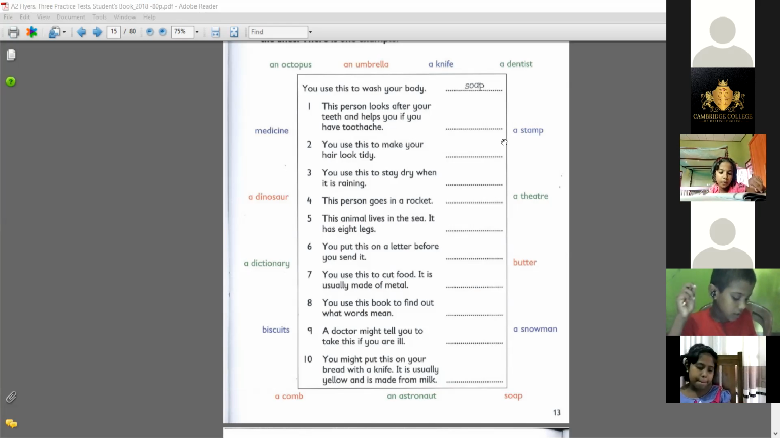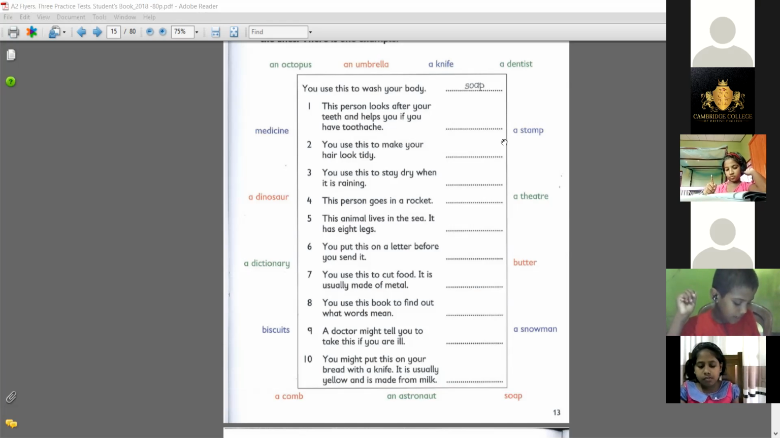The fourth question. Read, you want to read the question also. You use this to stay dry when it is raining. An umbrella. This person goes in a rocket. An astronaut. The fifth one. This animal lives in the sea. It has 8 legs. An octopus.